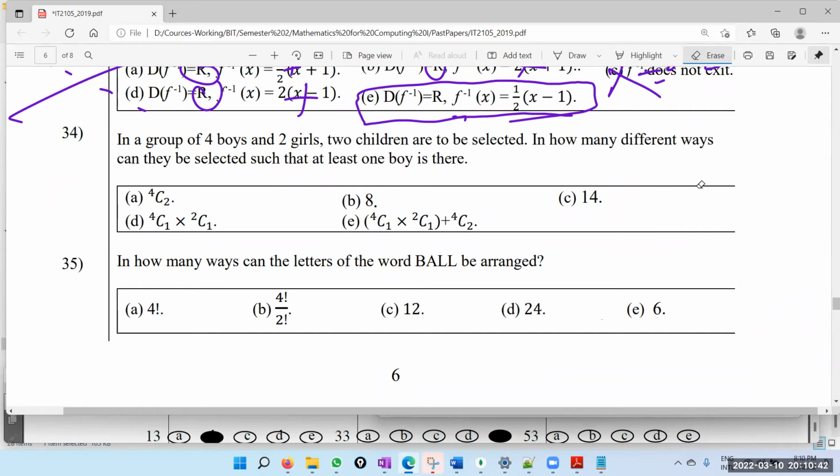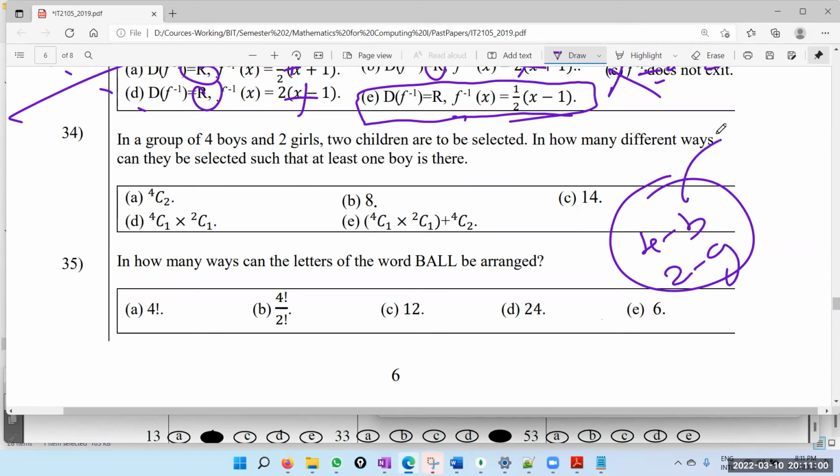If from a group of 4 boys and 2 girls, 2 children are to be selected. In a group of 4 boys, sorry. So there are 4 boys and 2 girls.